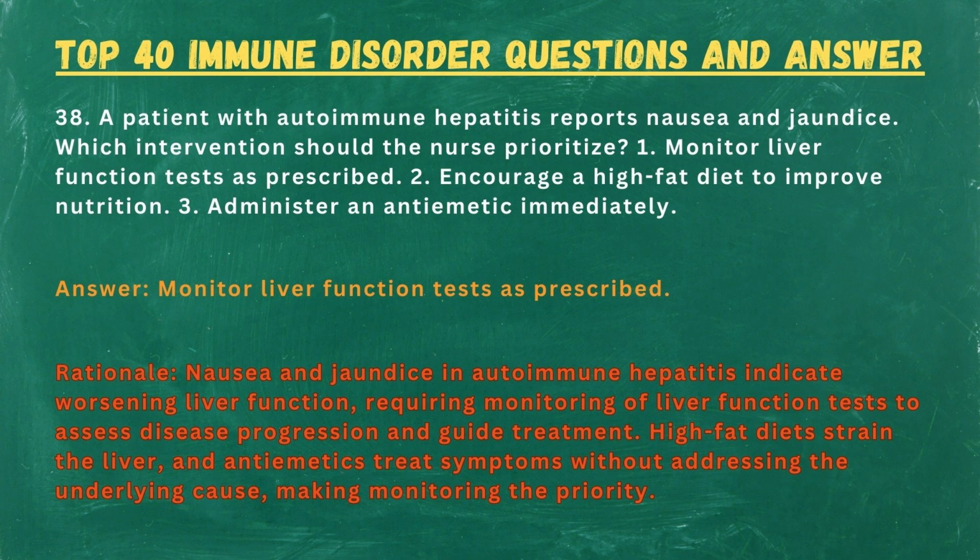Rationale: nausea and jaundice in autoimmune hepatitis indicate worsening liver function, requiring monitoring of liver function tests to assess disease progression and guide treatment. High-fat diets strain the liver, and antiemetics treat symptoms without addressing the underlying cause, making monitoring the priority.